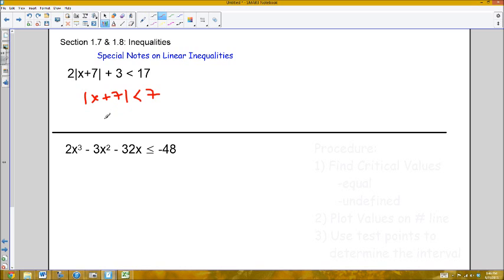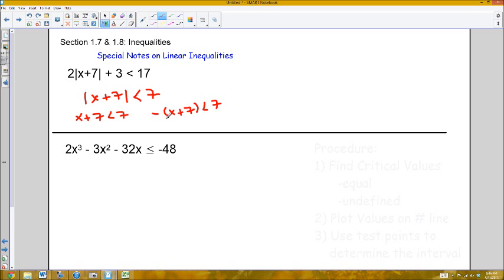So, with absolute values, recall that I can have either a positive or a negative solution. The positive would be x plus 7 is less than 7, and the negative would be negative (x plus 7) is less than 7.